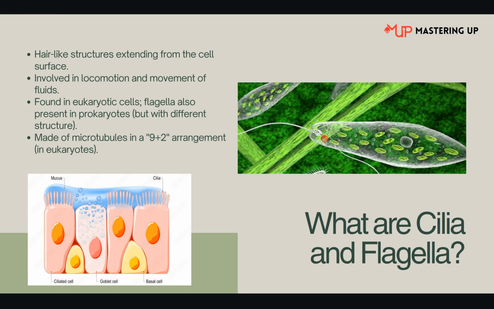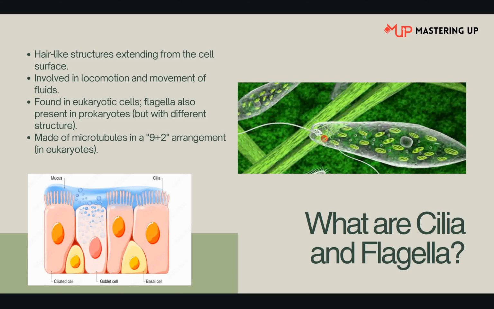Cilia and flagella are hair-like projections that extend from the surface of the cells. They help cells move or move substances around them. These structures are found in eukaryotic cells, and while prokaryotes also have flagella, they differ significantly in structure and function. So, in this video, we will see the structure of cilia and flagella in eukaryotic cells.